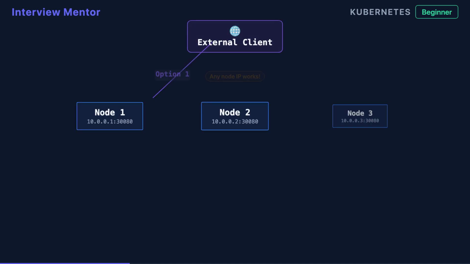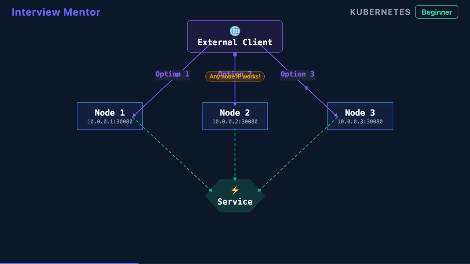Here's where it gets practical. External clients can reach your service by hitting any node's IP address combined with that node port. So if your node port is 30,080, you can access it at node 1 IP colon 30,080 or node 2 IP colon 30,080. Any node works, giving you multiple entry points to the same service.